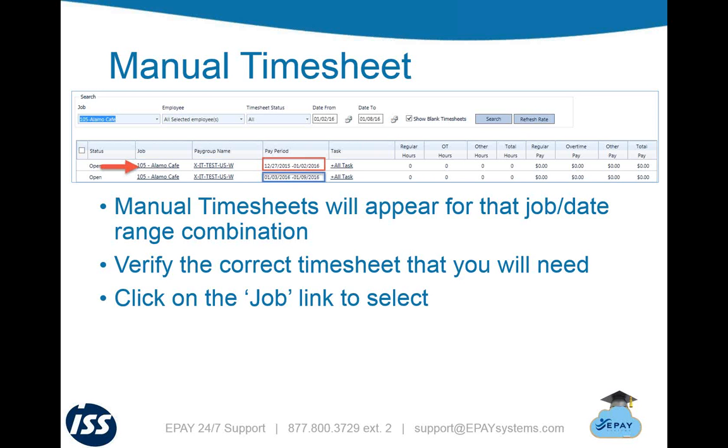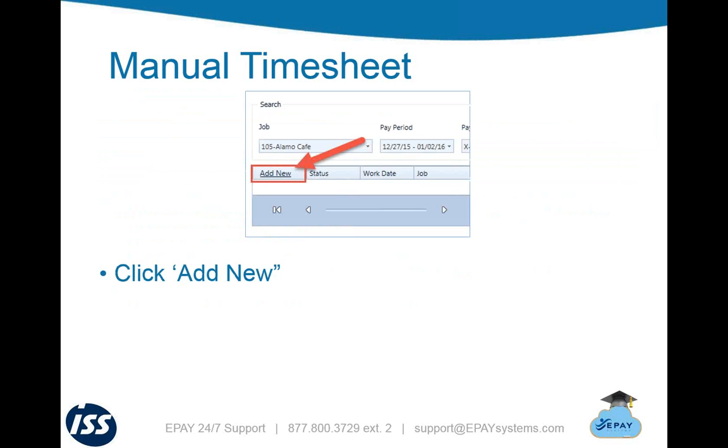So manual timesheets will appear for that job and date range combination that you selected. Always keep that in mind so that you pick the right timesheet. You verify that the correct timesheet is the one you need, and then you simply click on the job link, which is the name of the job, in this case 105-Alamo Cafe. Once you select that job, it's going to open up the manual timesheet window and give you the opportunity to click on Add New.